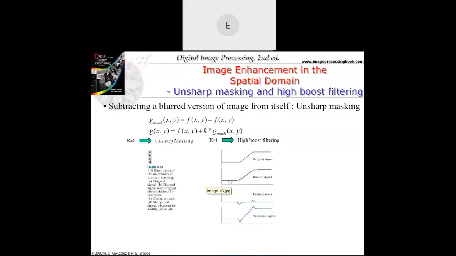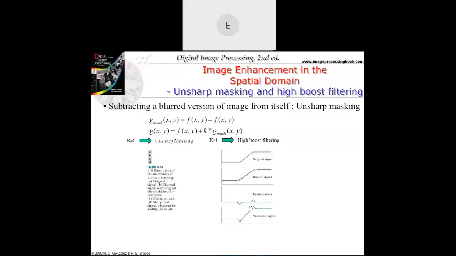Now when I subtract this blurred version from the original, that means I should subtract this from this. Obviously this minus this is 0. This minus this is 0. So you would see that only near this edge information you will have the unsharp mask. You will have that value because you have subtracted the blurred value from the original. So wherever it is constant it is 0.